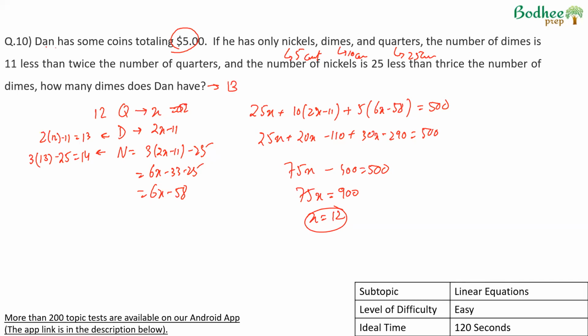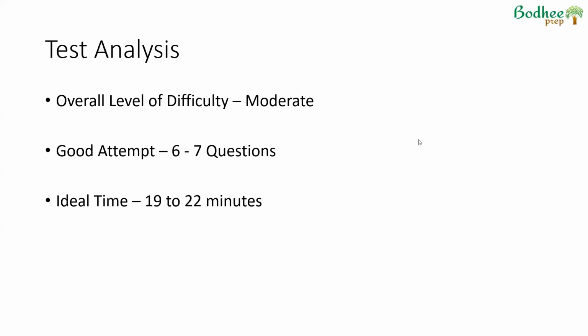Again, nickels and dimes might be a problem. Otherwise, not a very difficult question to solve. So if you look at the overall test, at best a moderate level set, because there are a couple of questions which might end up wasting time. Otherwise, we're looking at least 6 to 7 questions net correct in about 20 to 22 minutes.